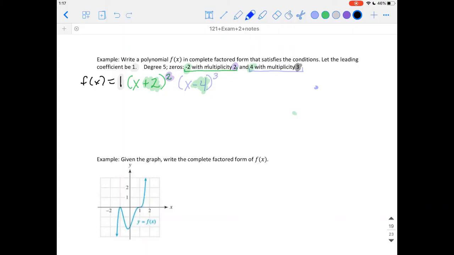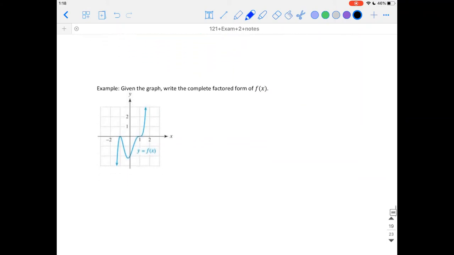Now, I'm not going to check it. They didn't give us an original function to check, but to check it, we would have a lot of multiplying to do. We would have to do the x plus 2 times the x plus 2, and then FOIL it out. And then the x minus 4, 3 times.